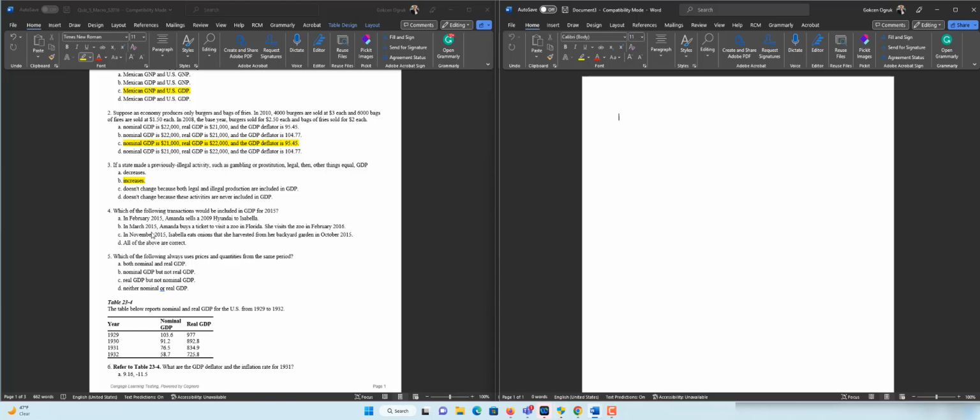B. In March 2015, Amanda buys a ticket to visit a zoo in Florida. She visits the zoo in February 2016.